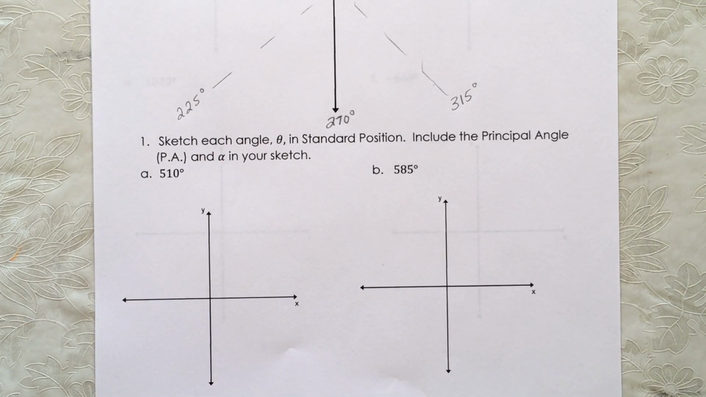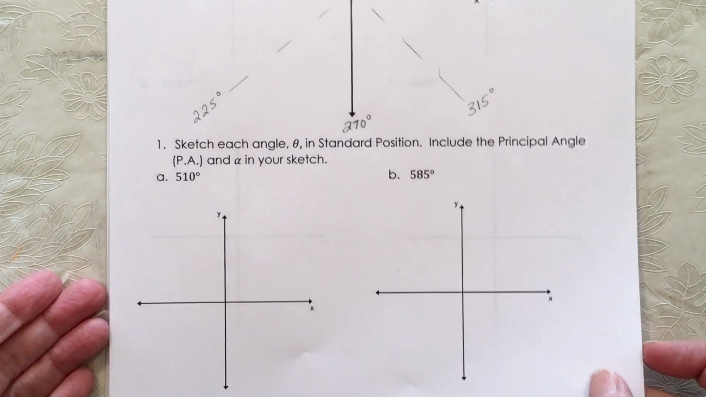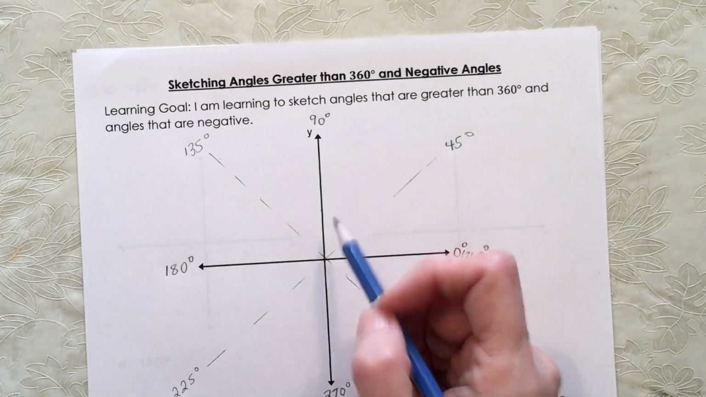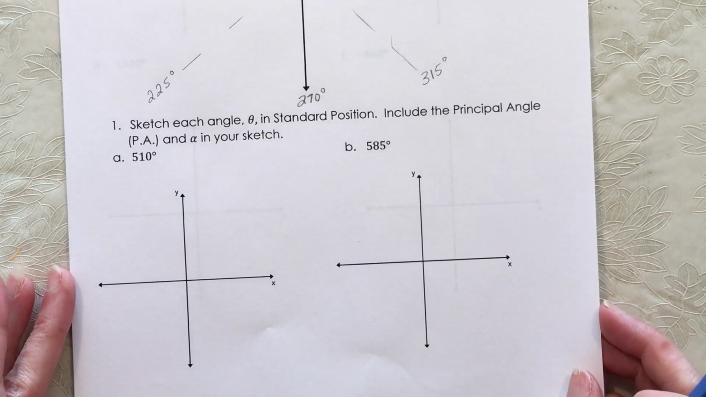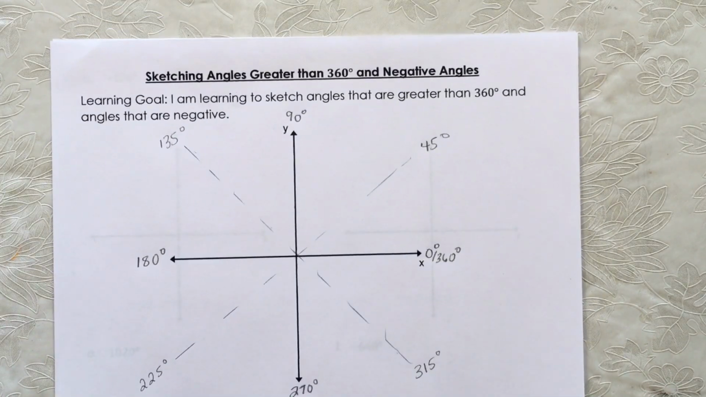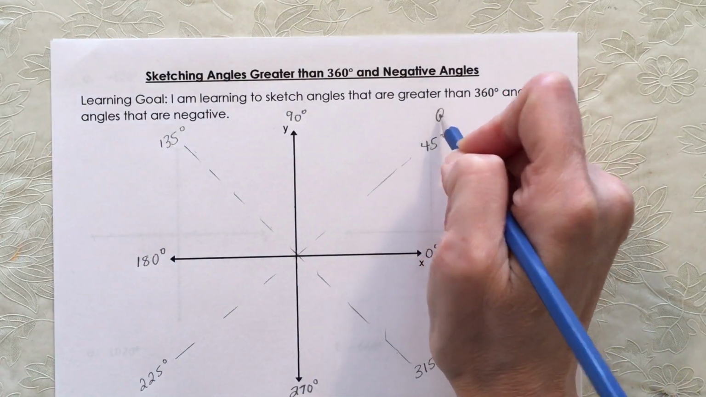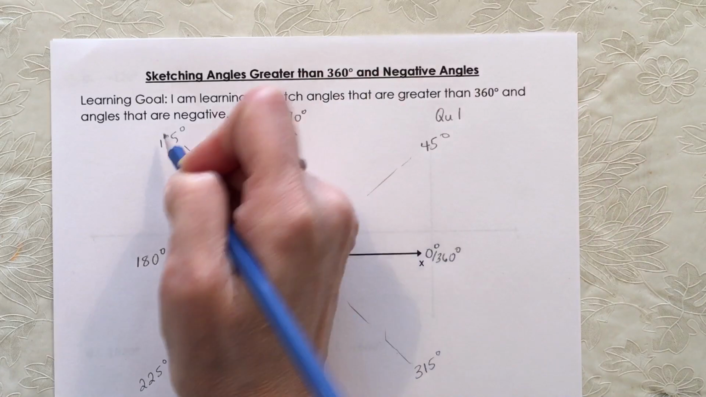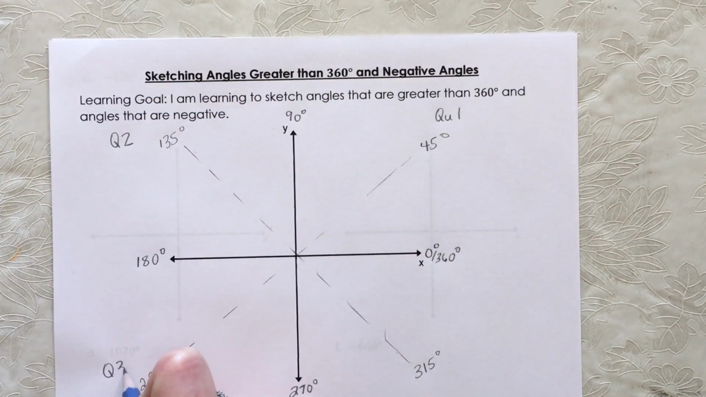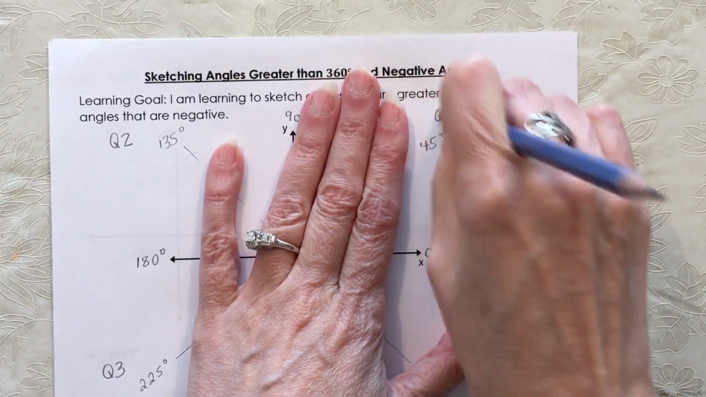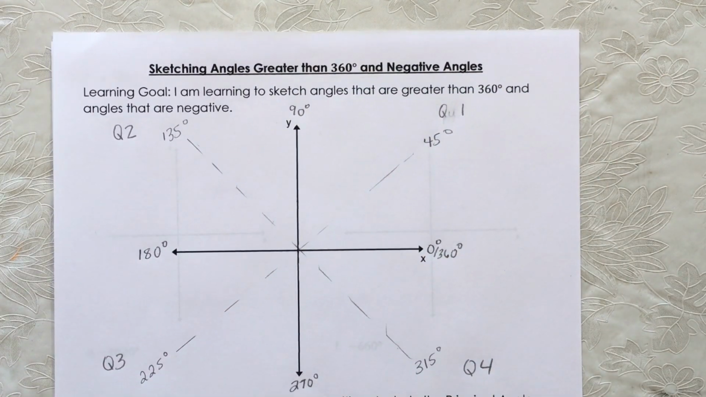So 510 degrees. If we went back up here, we see that all the way around is 360. 510 is going to be more than that. But we want to know what quadrant. So again, if we go back up here, remember this was quadrant 1, quadrant 2, quadrant 3 down here, and quadrant 4 over here. So what quadrant is our terminal arm going to end up in? That's one thing we want to know.